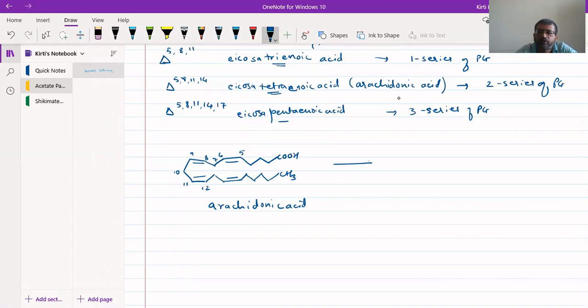This reacts with oxygen in presence of monooxygenase or cyclooxygenase enzymes. We also call it the COX enzyme. So in presence of this COX enzyme, O2 will react with the 9 and 10 positions.